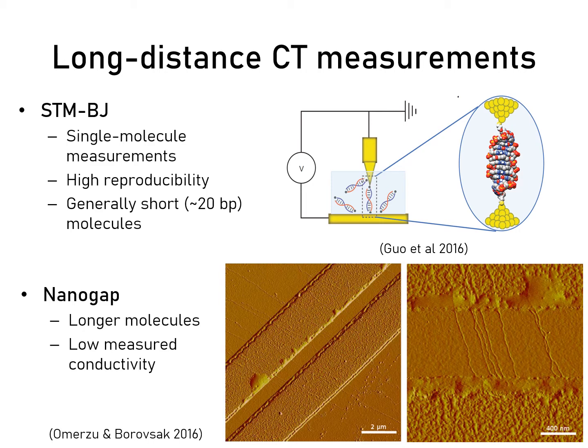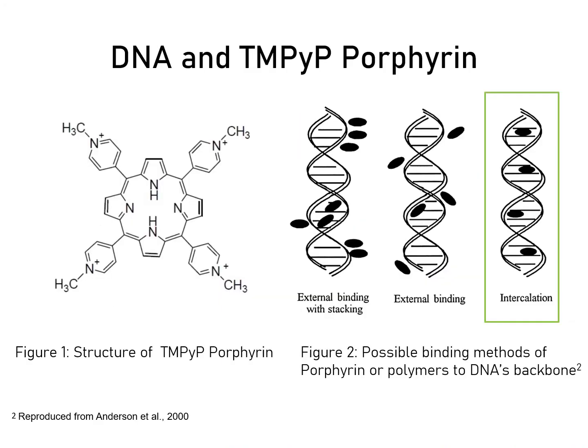This measurement technique generally doesn't return very conductive values for DNA. It's thought to be an insulator with resistances per strand on the order of teraohms. We have sought to address this lack of conductivity by exploring the properties of DNA-Porphyrin hybrids. Specifically, we have looked at the intercalation of TMPyP in the base pair stack of these DNA strands.